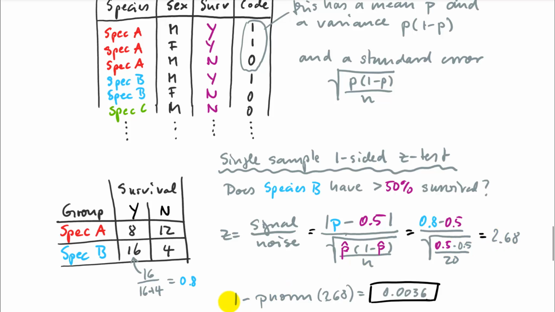And you can just use the p-norm function that we had, 1 minus p-norm. So that would give you a one-sided single sample test result. P-norm of 2.68 is 0.0036. So you can say that with 99.6% certainty, you can assure your boss that this species will beat the 50% survival threshold.